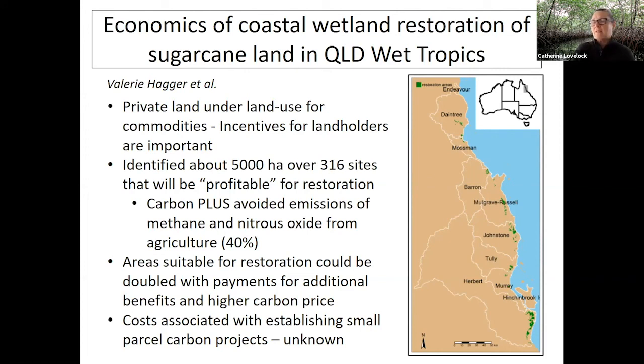But the interesting thing is that it's not just carbon in the soil that's accumulating in the biomass, right? A really important part of this was those avoided emissions that I talked about at the beginning, nitrous oxide and methane, right? Without that, it really doesn't look that economically viable. There's very few sites that would be available. So she also identified that areas suitable for restoration can be doubled if you count additional benefits, things like fisheries, nutrient treatment and biodiversity, and also with higher carbon prices.